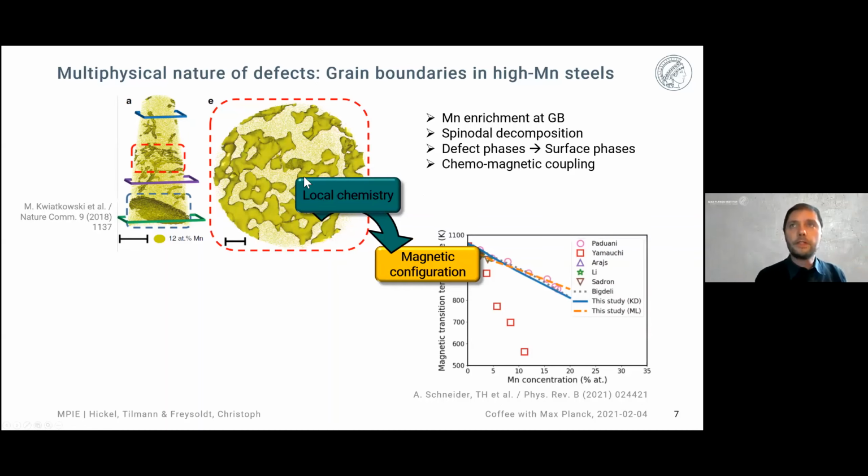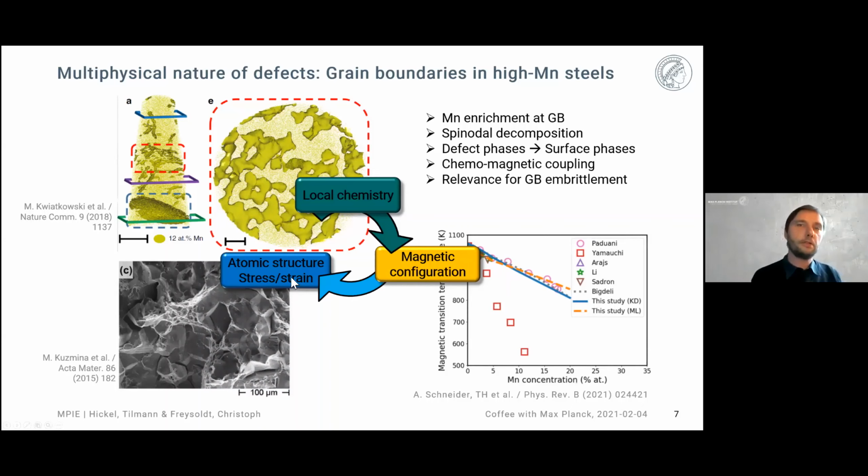And furthermore, it's interesting that the change of local chemistry also has an impact on magnetism. Change in manganese content by a few percent dramatically changes the Curie temperature, the magnetic ordering temperature. And this has an effect on the local stress and strain state due to the magnetostructural coupling. This can even give rise to intergranular fracture, but even if there's no fracture, this kind of stress-strain state also has an impact on local chemistry.